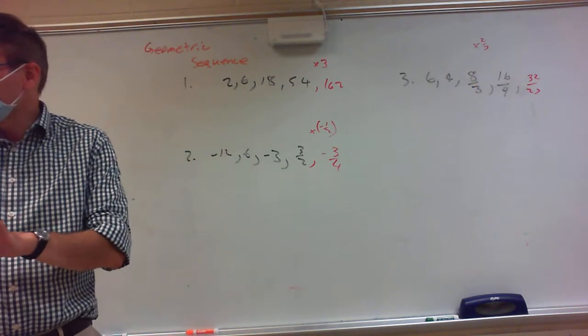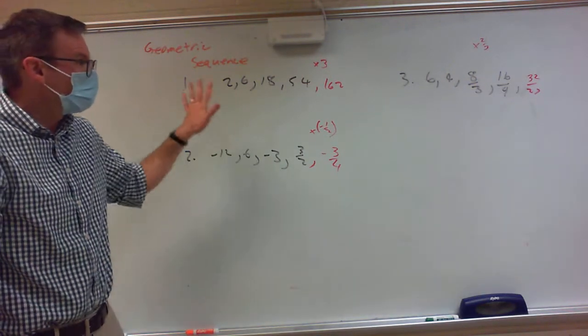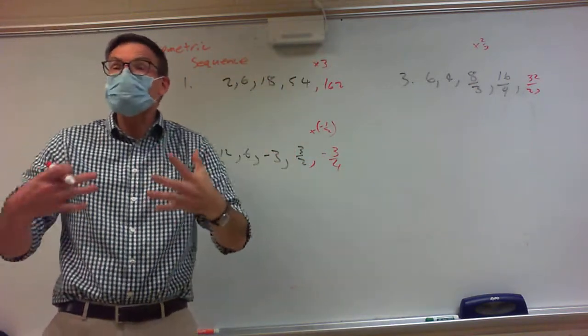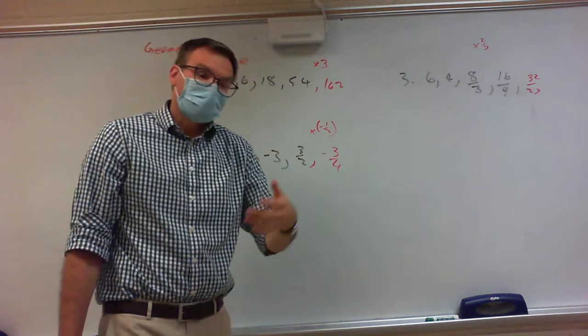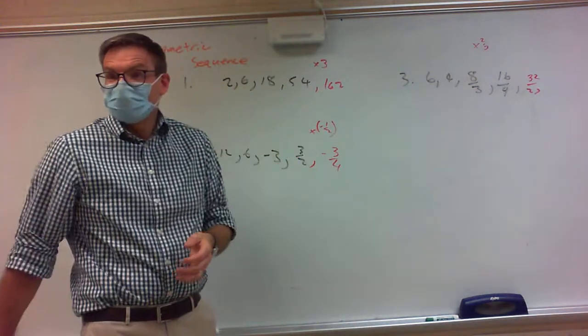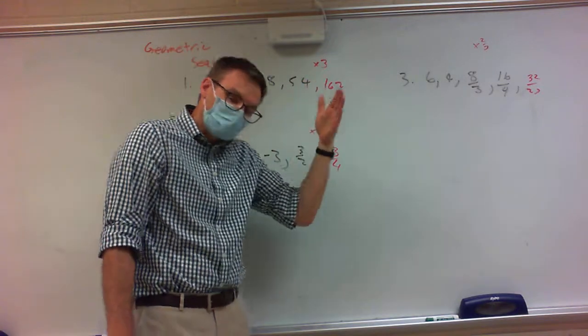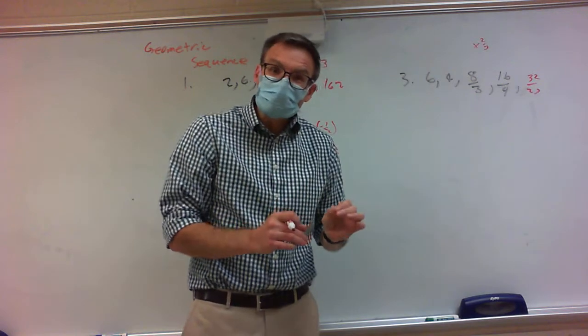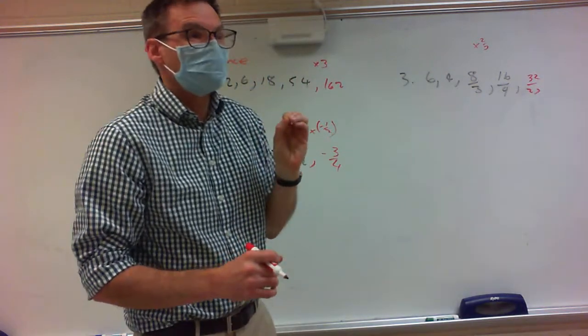So, does that part make sense? Now, the common theme in all of these problems is that to get to the next term, you multiply, and that's what a geometric sequence is. Like an arithmetic sequence, you're adding or subtracting. Geometric sequence, you're multiplying, right? And with an arithmetic sequence, we have this thing called a common difference. With a geometric sequence, we have something called a common ratio.